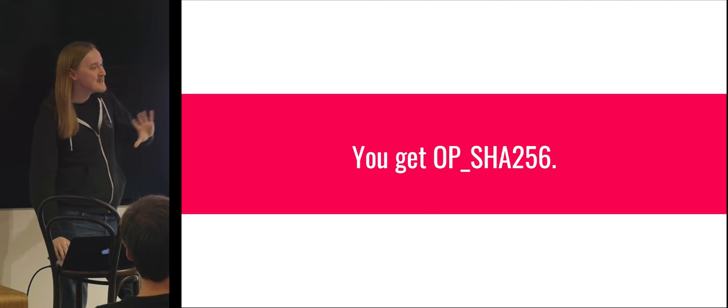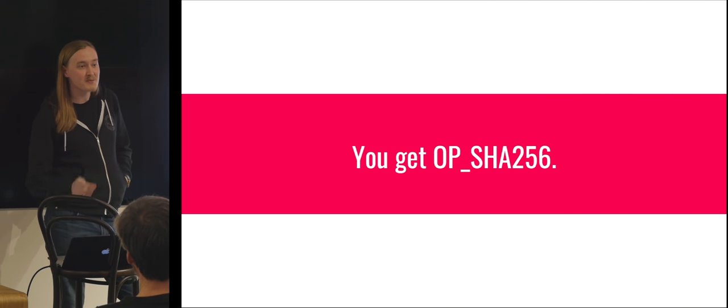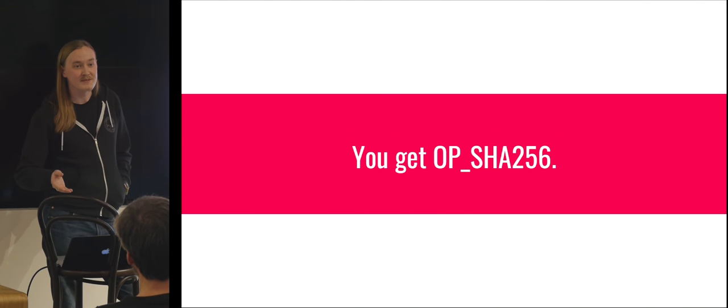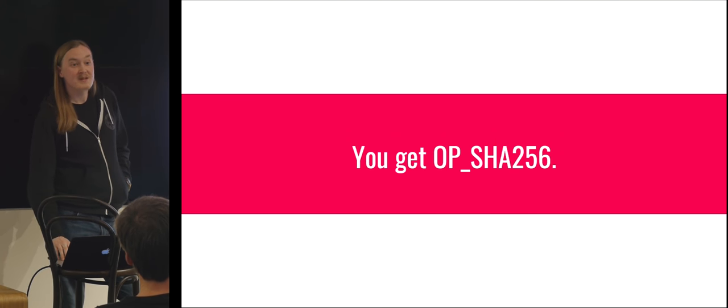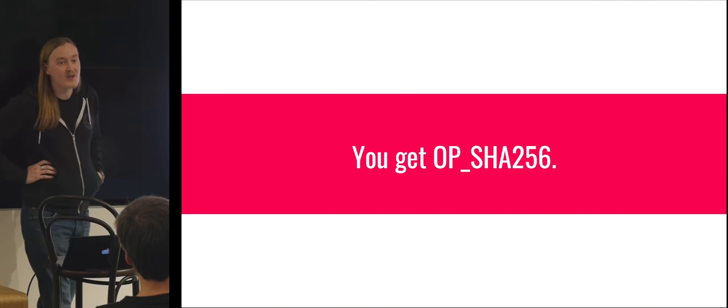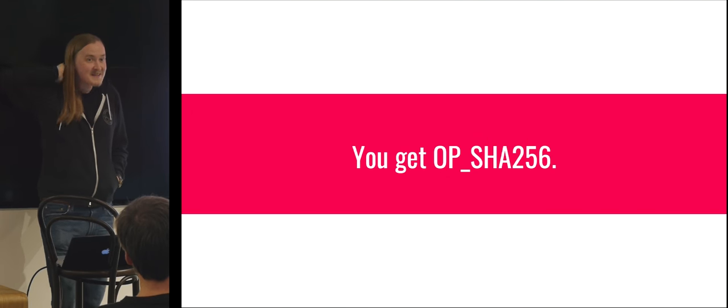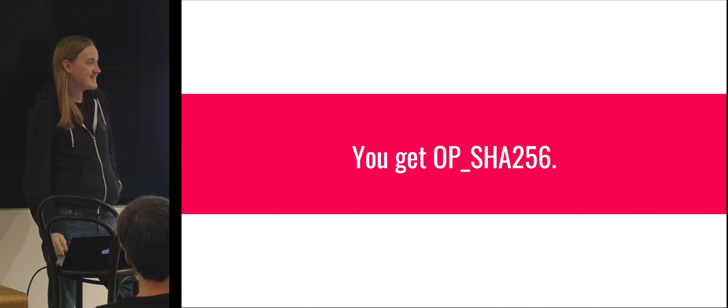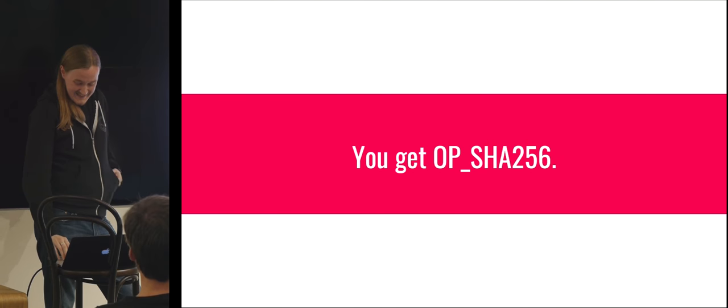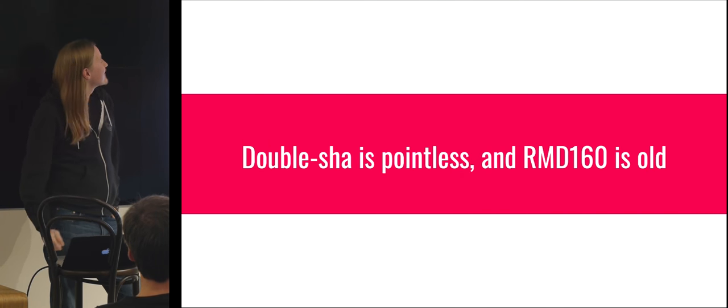All right, so you get to keep SHA-256 because that's a reasonable hash function that people want to use. Why are you removing opcheck-sig? Because we're actually removing ECDSA altogether. What? I'll get to that in a second. Is it quantum computer dependent? We don't know that, though.